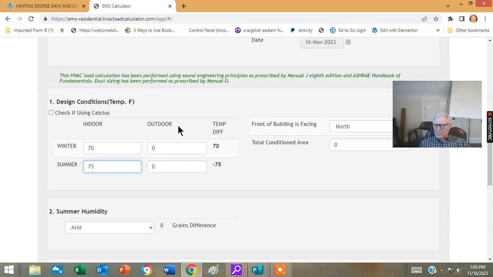Now your outdoor design temperature, that's how, in the wintertime, how cold is it likely to get? Not the coldest that's ever been on record, just how cold it's likely to get 99% of the time. Same thing with the summer. How cold or hot is it likely to get 99% of the time? Again, it's not the hottest it's ever been on record.